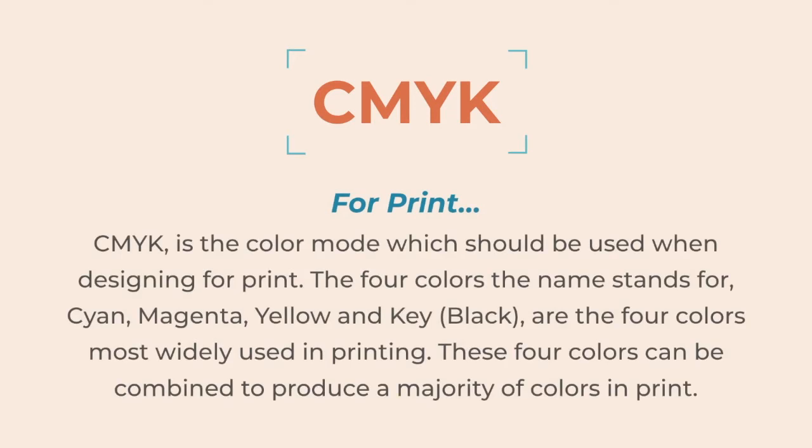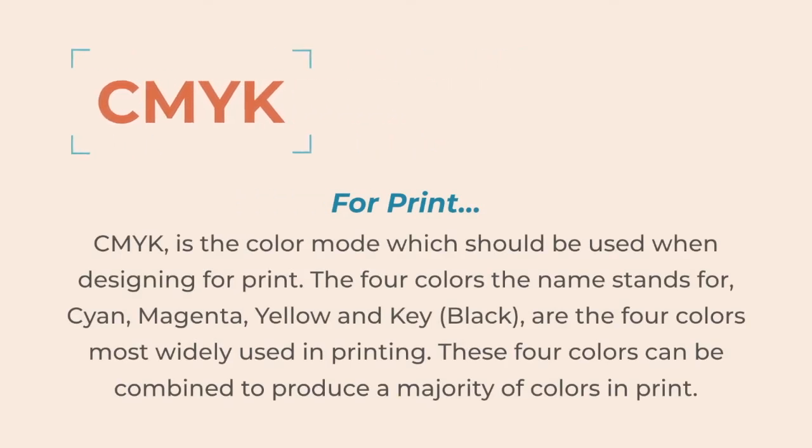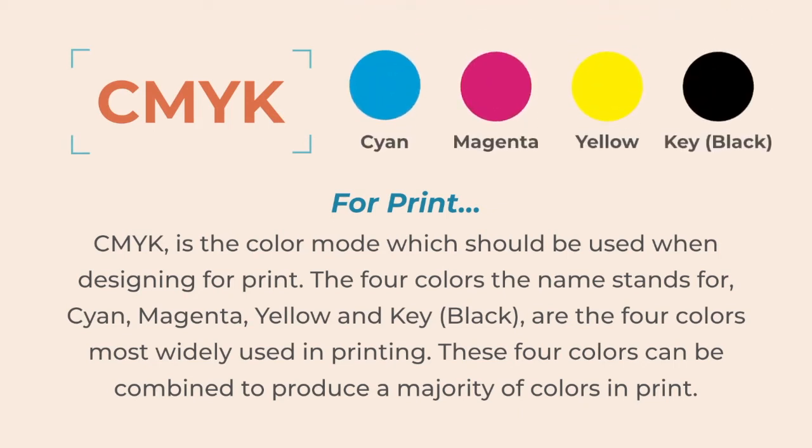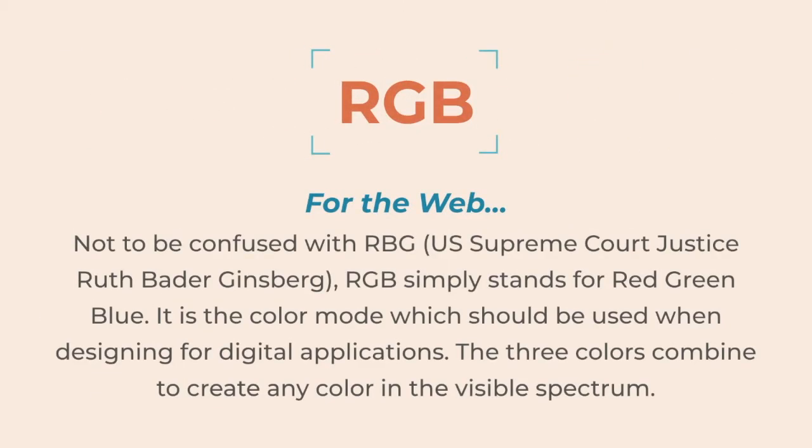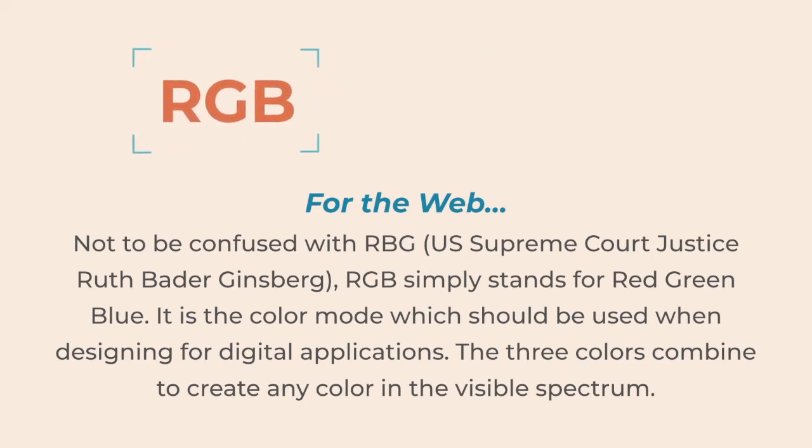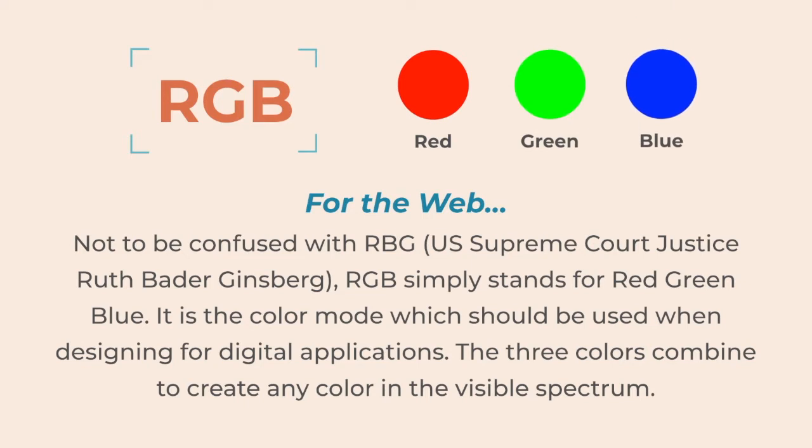CMYK is the color format for print. You've probably heard it before. The colors that CMYK stand for: cyan, magenta, yellow, and key or black. These colors combine to basically produce every color you can possibly think of. And then you have its web sister, which is RGB, not to be confused with RBG, the Supreme Court Justice. Simply stands for red, green, blue. These colors combine to create all of the colors you see in a digital application.